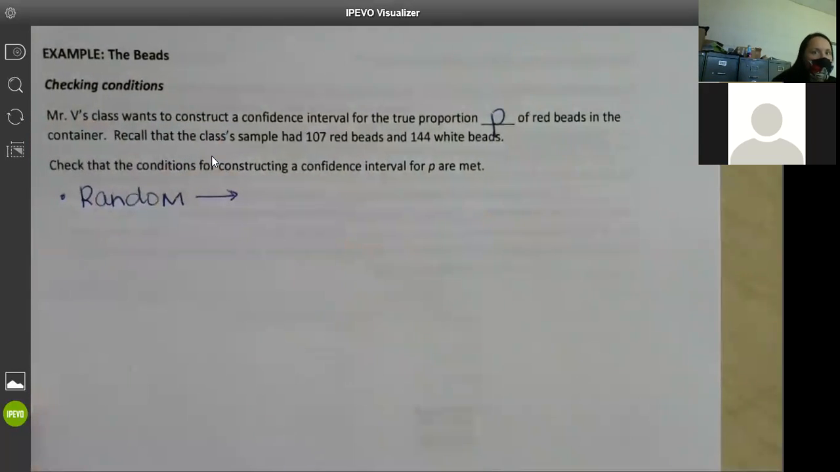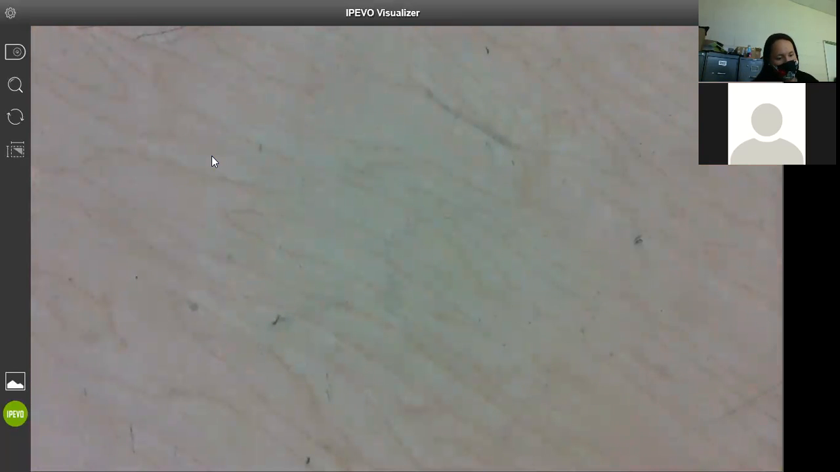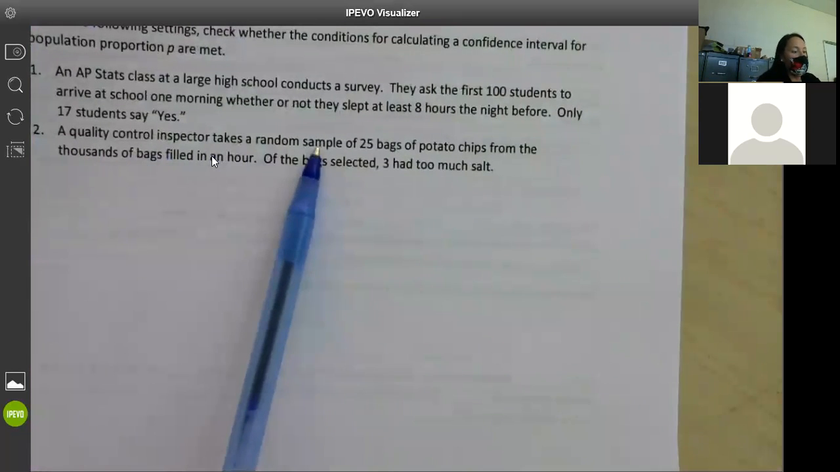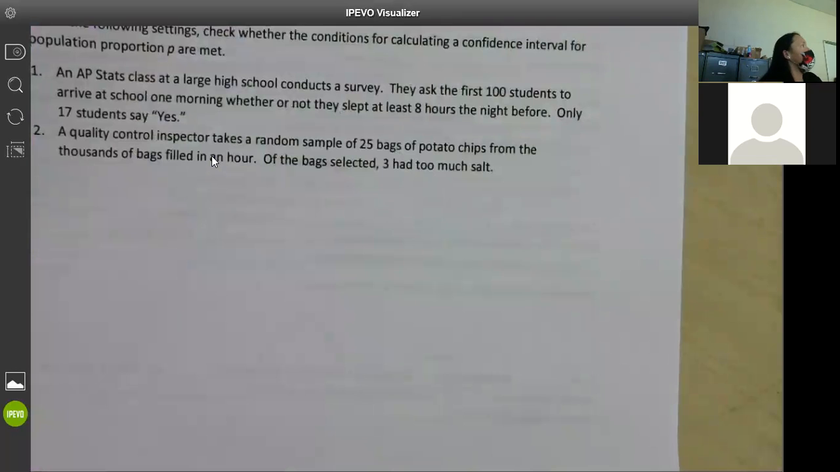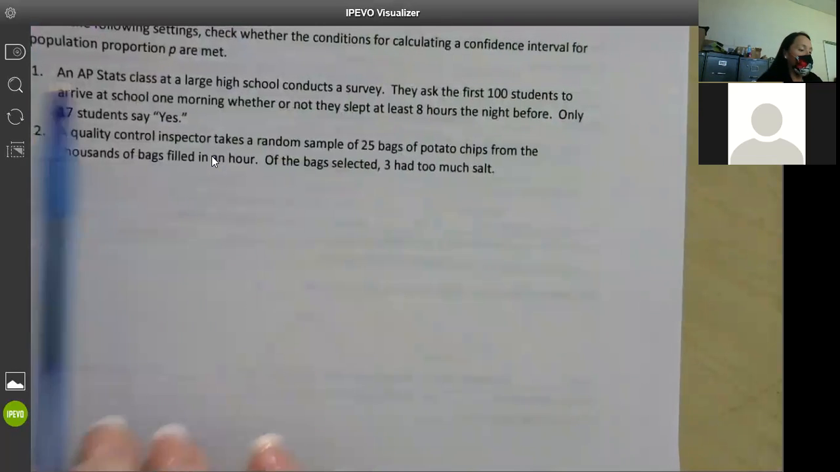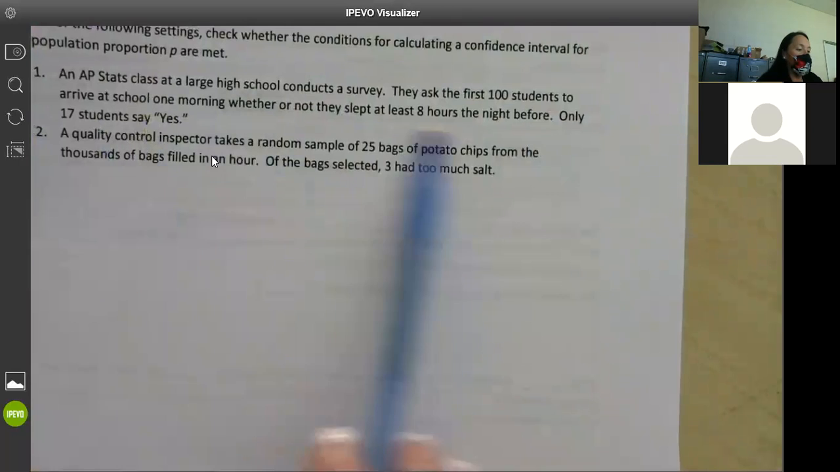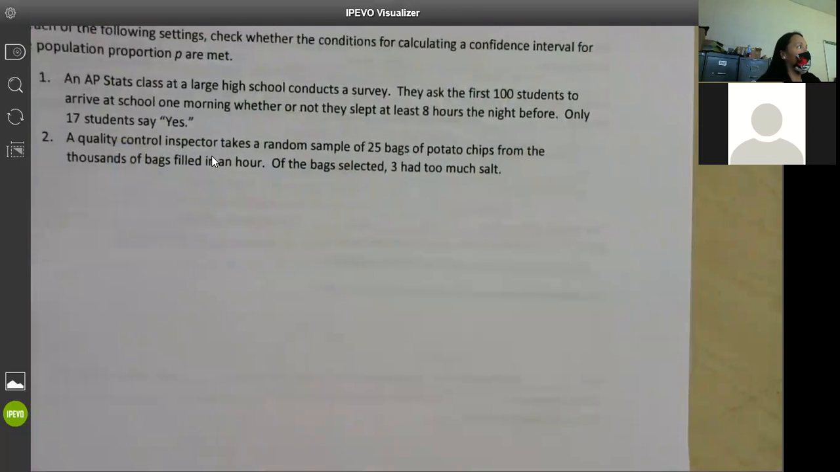Does it tell us that it's random? In this one, does it tell us? No. In the actual activity, it says the class took a random sample. Let me look at another example and I'll show you. Right here, number 2 on this one, it says a quality control inspector takes a random sample. Right there, the problem states that it's a random sample. You see what I'm saying? So you'll know.